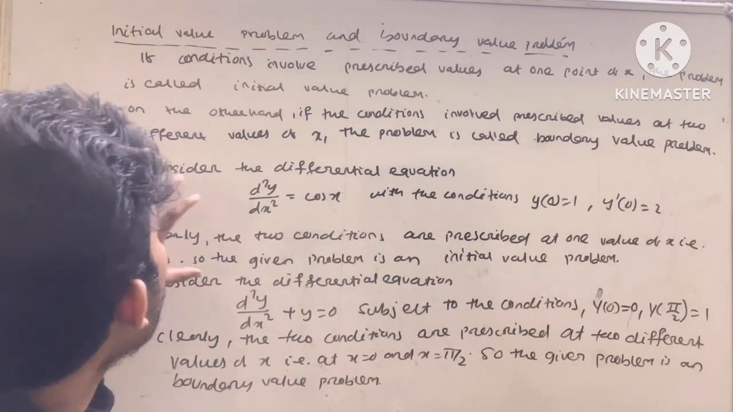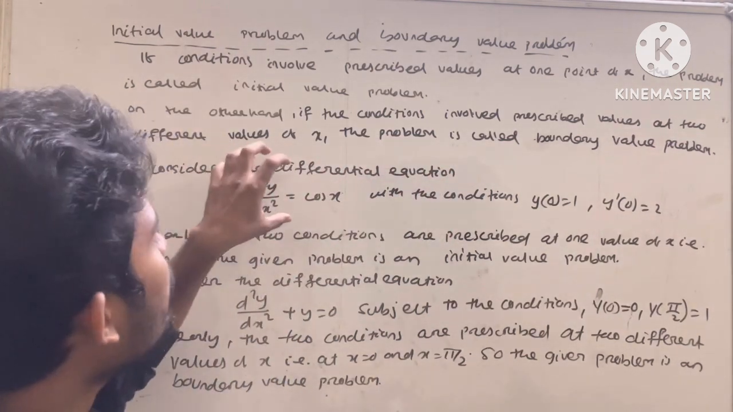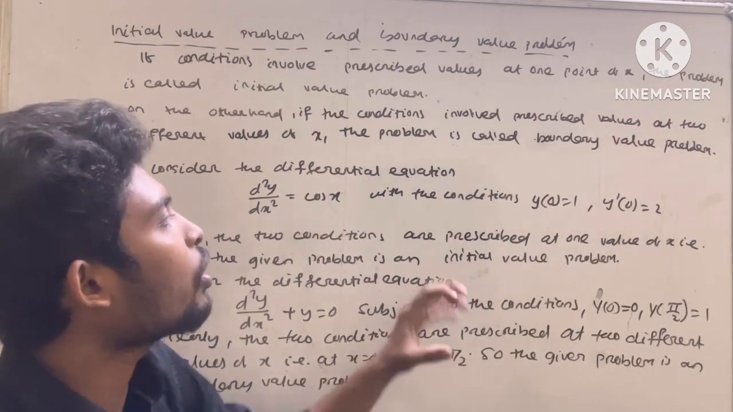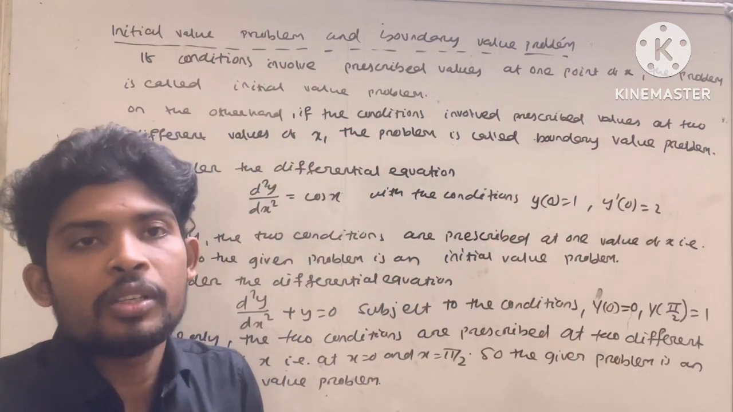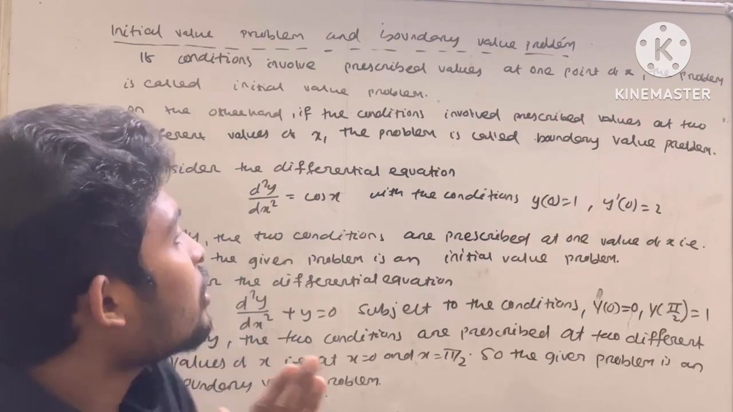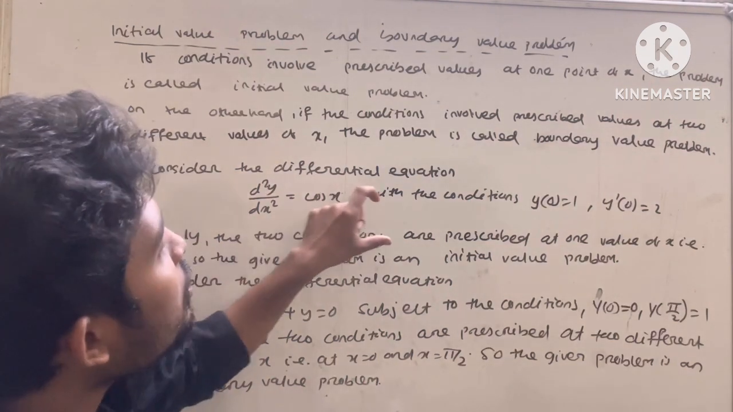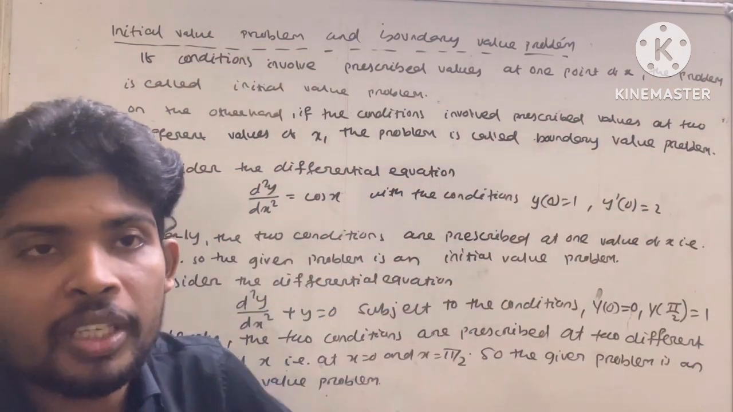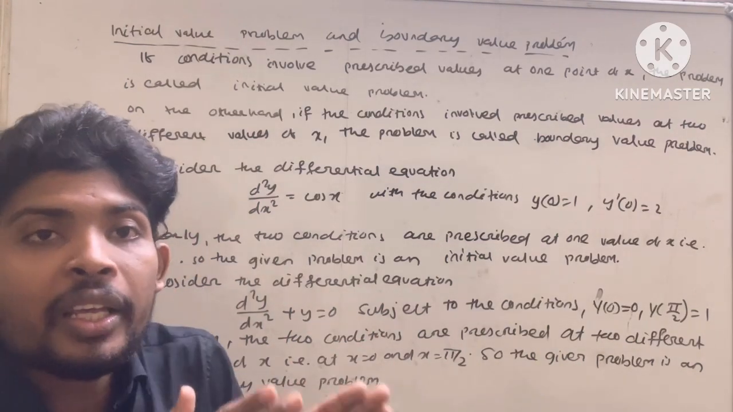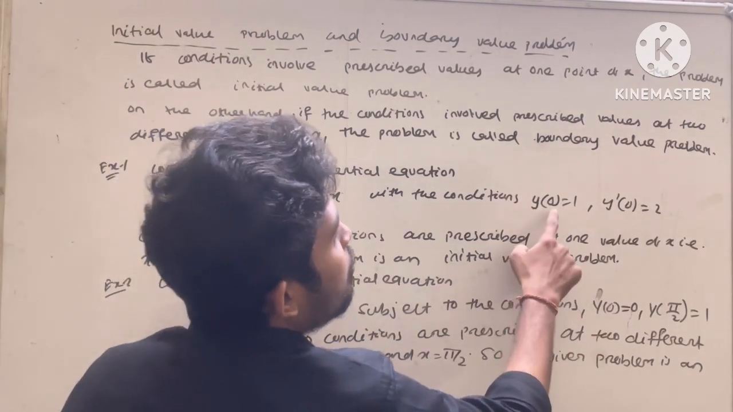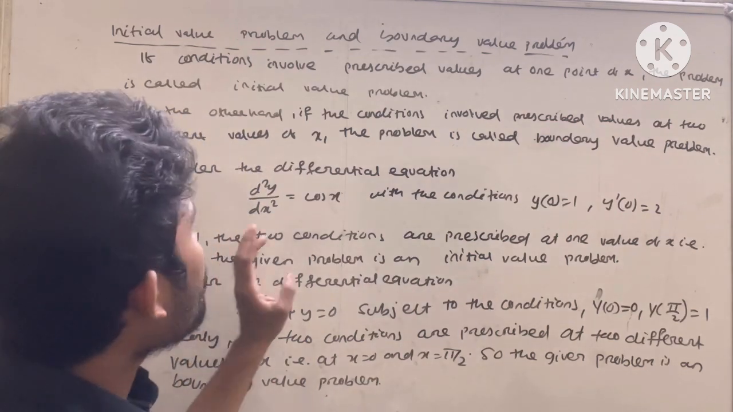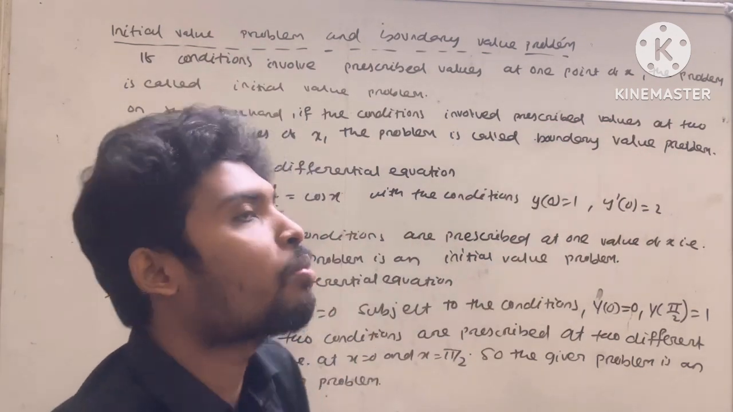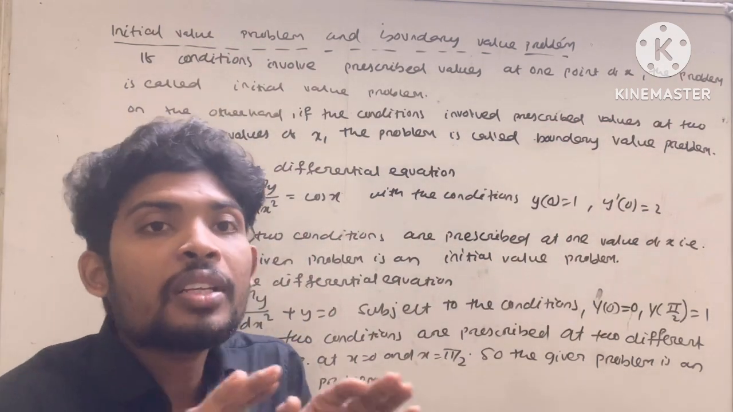Look at the example here. You have to take an equation d square y by dx square equal to cos x with the condition y of 0 equal to 1 and y dash 0 equal to 2. Look at here. Here x has a single value. Clearly the two conditions are prescribed at one value of x, x equal to 0 and x equal to 0. So that's why the given problem is an initial value problem. Okay, if there is a single condition.